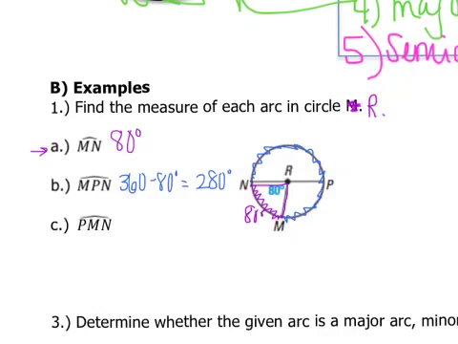All right, now I'm looking for the measure of arc PMN. So follow the letters around. P, then M, then N. What's the measure of that? 180, because it is a semicircle.